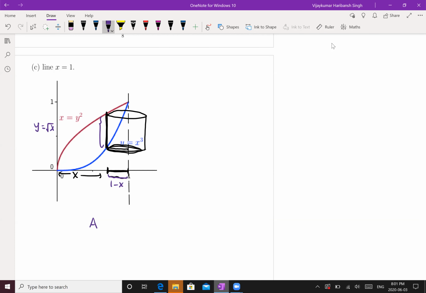So A of x is going to be 2 pi times (1 minus x) times the height, which is going to be the upper one, square root of x, minus the bottom one, x cubed, dx. And again, where is your x changing from? Your x is changing from all the way 0 to 1. So this is the expression for your volume, right?